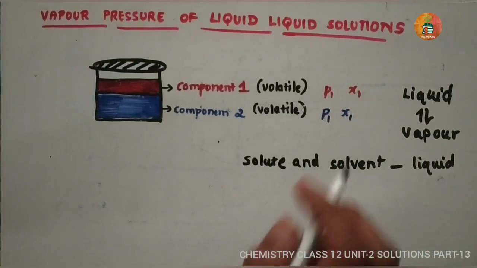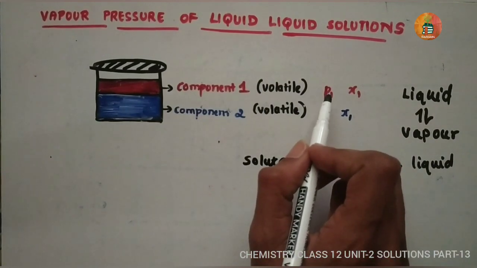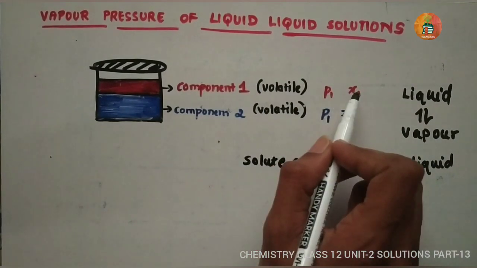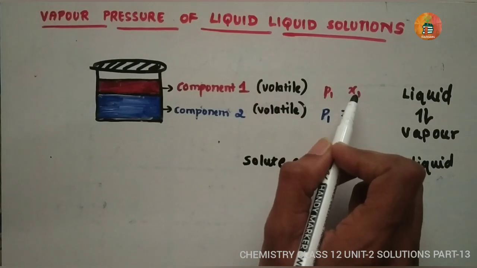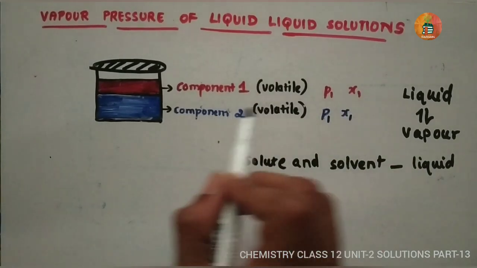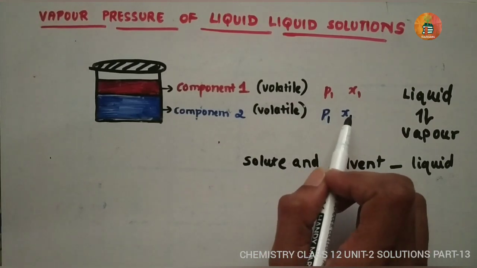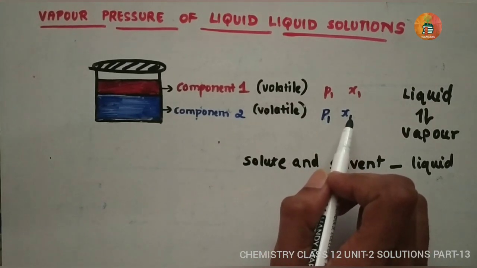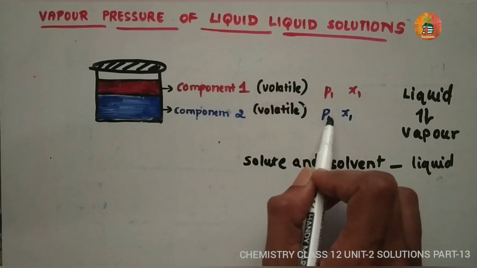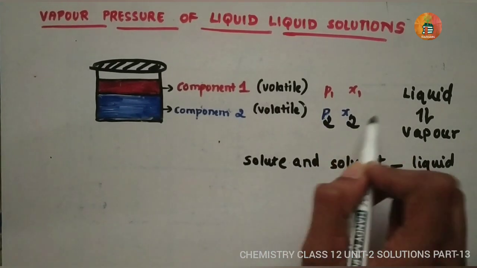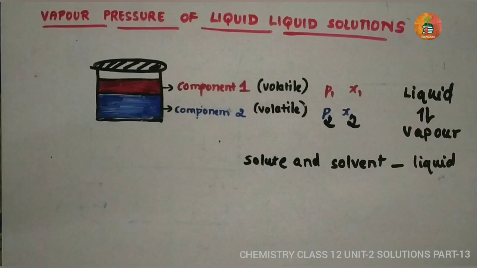If that is the condition, let me take the vapor pressure of the first component as P1 and its mole fraction as X1. And the vapor pressure of component 2, that is liquid 2, let it be P2 and its mole fraction be X2. So this is the condition.